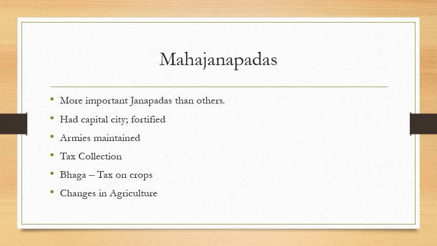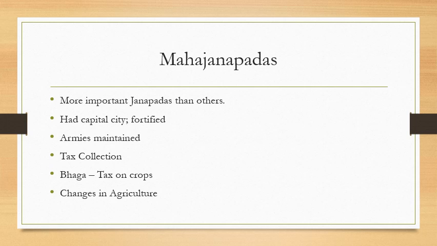After Janapadas, we have the Mahajanapadas. So, the Janapadas that became more important than others were known as the Mahajanapadas. They had a capital city. Many of these were fortified, that is, they had huge walls of wood, brick, or stone built around them. Armies started to be maintained during this period.